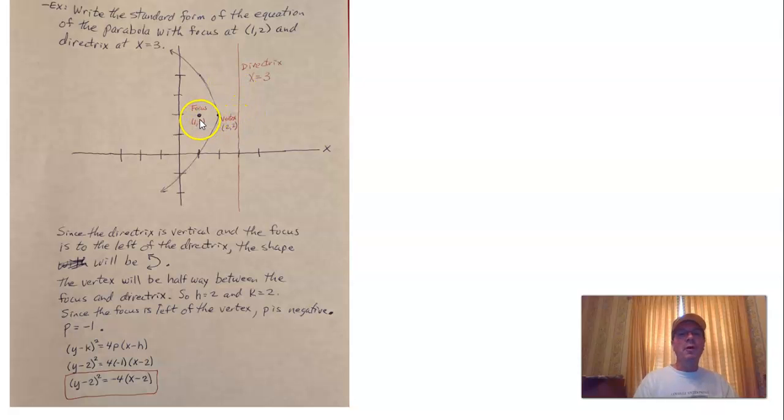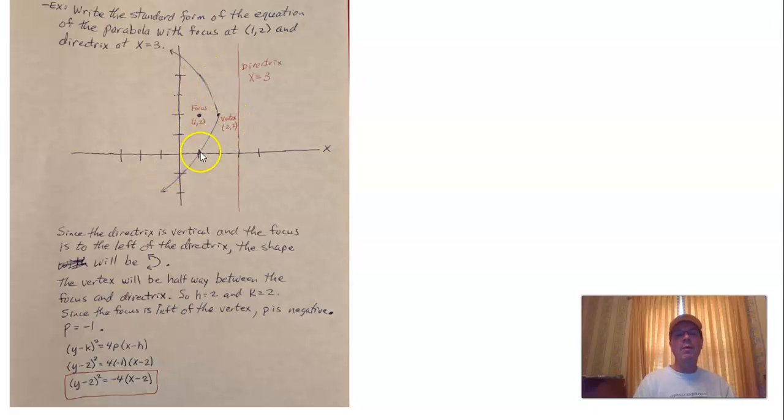Okay, since the focus is to the left of the directrix, we know that it has to be a parabola that's opening to the left. And the vertex will be halfway between the focus and the directrix. I'm really looking at a horizontal distance here. So if the focus is at an x of 1 and the directrix is at an x of 3, halfway between will be an x of 2. So the vertex has an x coordinate of 2.